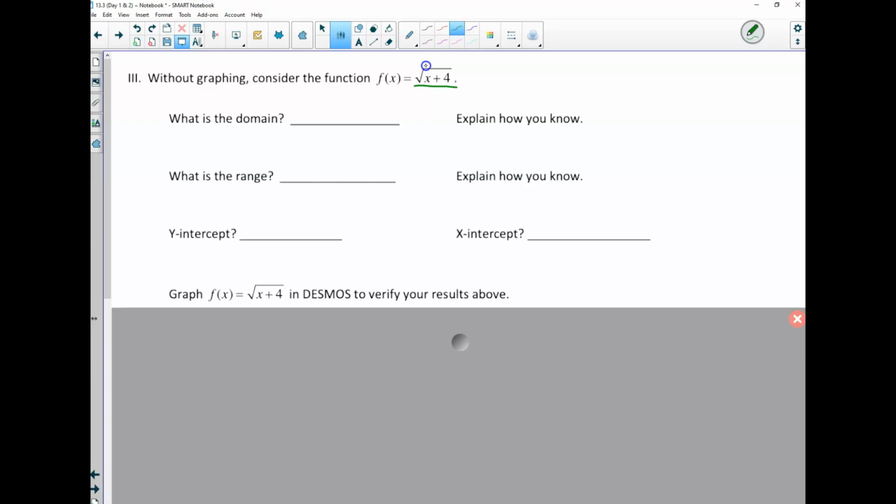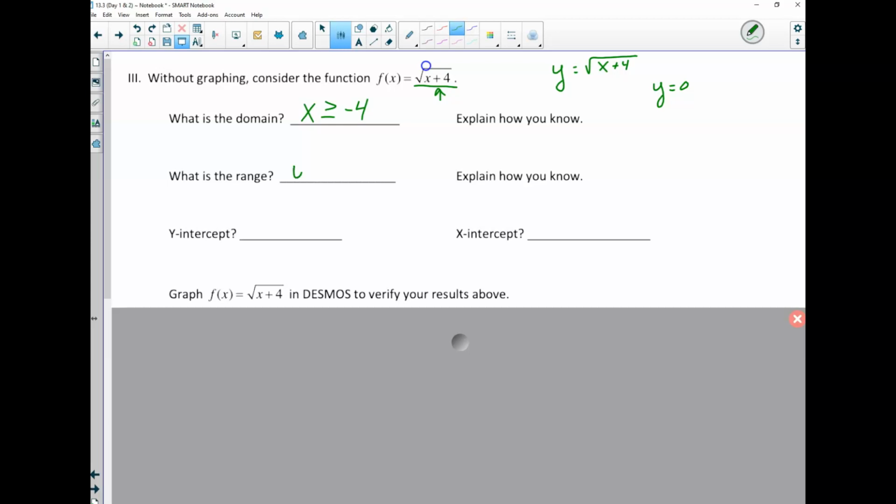So the domain has to be greater than or equal to -4. Because if x is smaller than -4, I'm going to get a negative underneath that root, and I wouldn't be able to take it. It would be an imaginary number. Okay? So, what is my range? Well, if I think about this, when I put my small domain value in there, I'm going to have y equals the square root of x plus 4. So if I put that -4 in there, I'm going to say y equals 0.